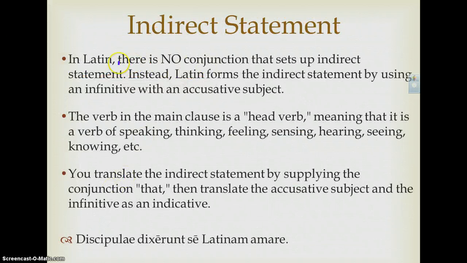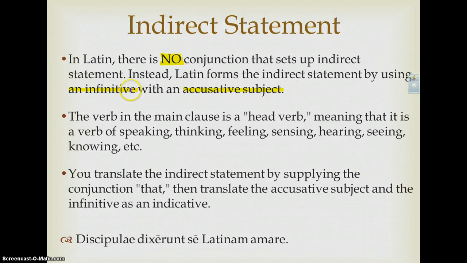Okay, so how do we form indirect statement in Latin? Well, there is no conjunction that is equivalent to our that. So that is not how indirect statement is set up. Latin forms the indirect statement by using an infinitive verb with an accusative subject. So when you see an infinitive with an accusative subject, that is an indirect statement.